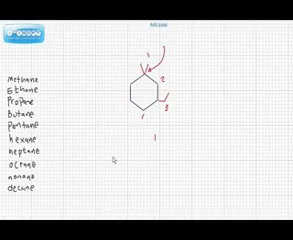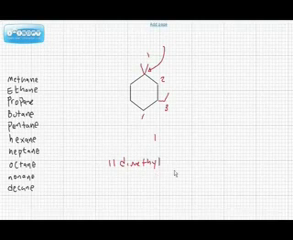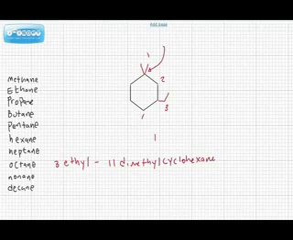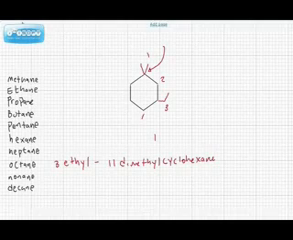So this compound would be named 1,1-dimethyl cyclohexane with a 3-ethyl in the beginning. So the total name of this molecule would be 3-ethyl 1,1-dimethyl cyclohexane.